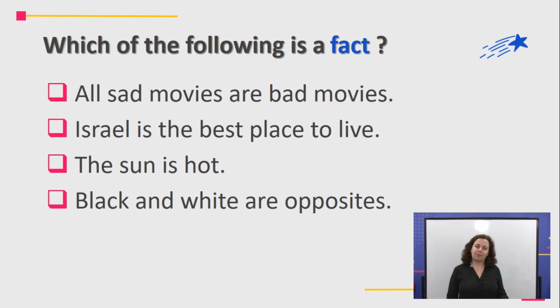Let's look at the following sentences and let's find a fact. Sentence number 1. All sad movies are bad movies. Number 2. Israel is the best place to live. Number 3. The sun is hot. Number 4. Black and white are opposites. The sun is hot, of course. That's a fact.